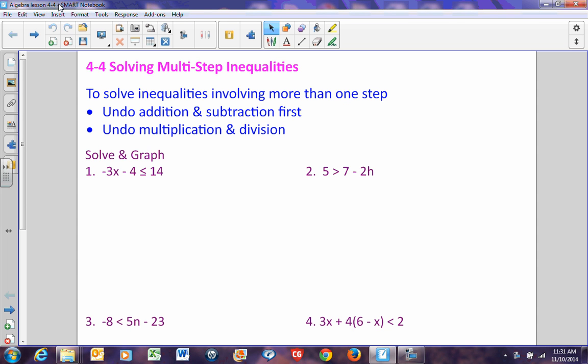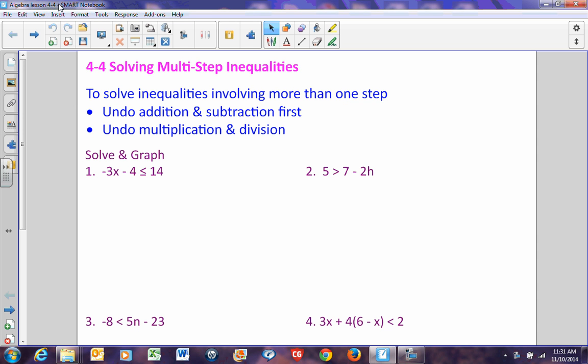This is lesson 4-4, solving multi-step inequalities. To solve an inequality involving more than one step, you're going to do a similar process to what you did when solving an equation using more than one step. You're going to undo addition and subtraction first, and undo multiplication and division second.